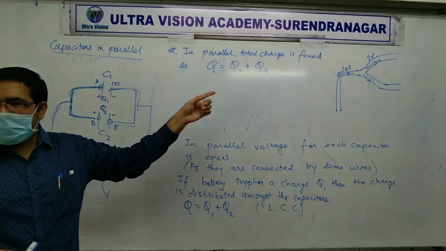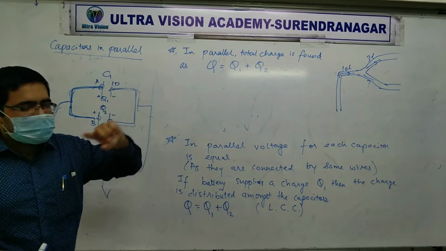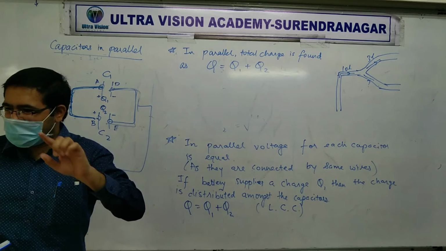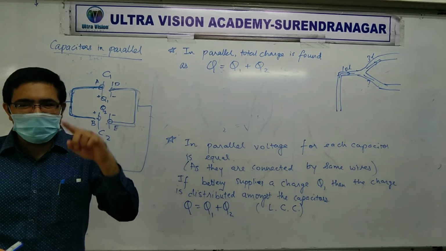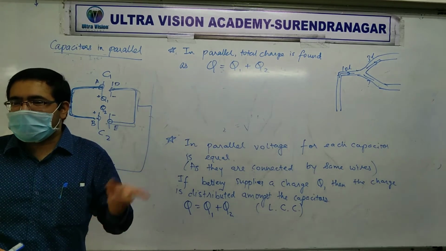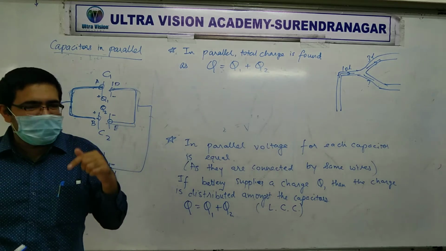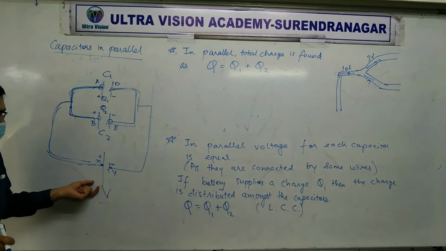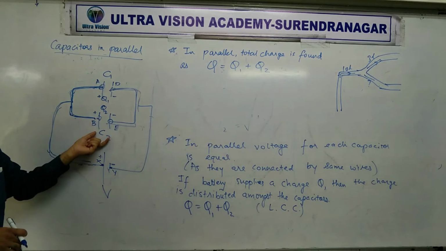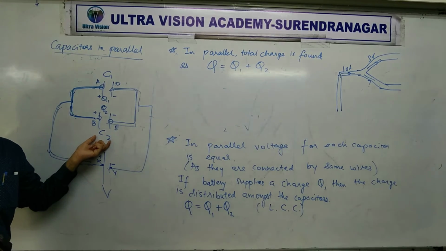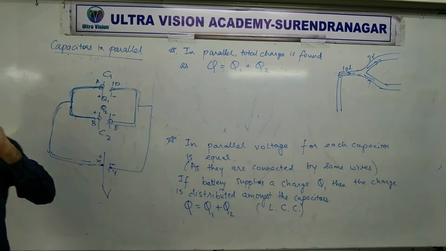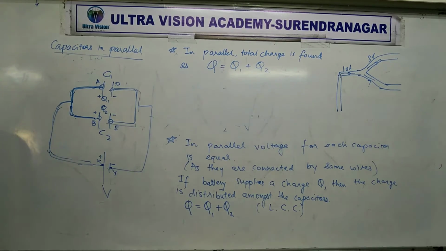Clear? Okay. In parallel, adding charge is correct. If you remember, I told you that you cannot say Q equal to Q1 plus Q2 plus Q3 in series. And adding voltage in parallel is not correct. If you say we have a 12 volt battery, so 12 volt, 24 volt, no, it's not like that. Is that understood? Yes. To be very frank, the best analogy of that is this.